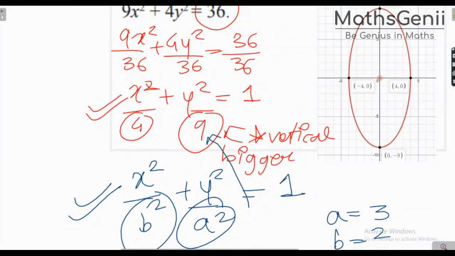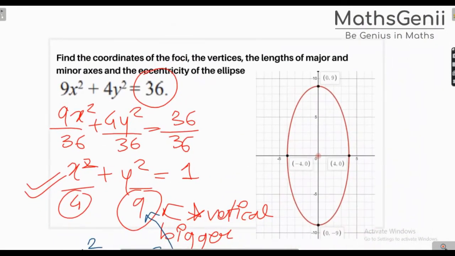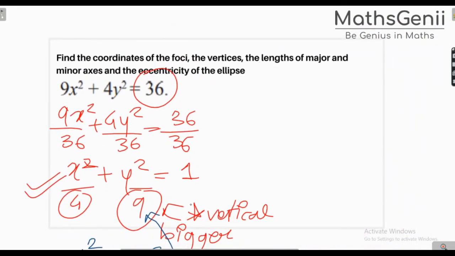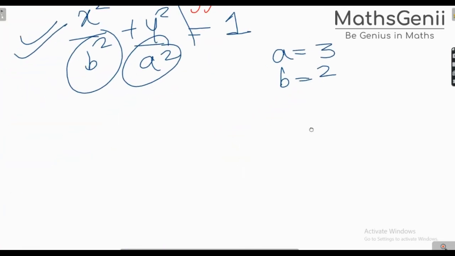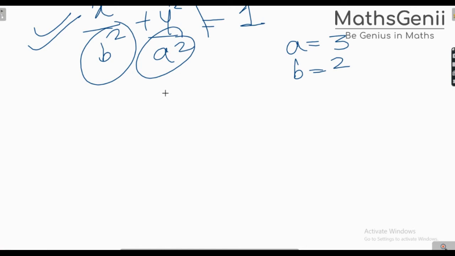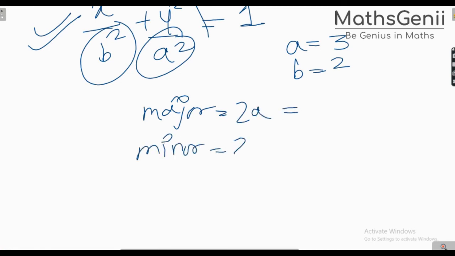But what is my aim? To find all the things that he has asked me to find: coordinates of foci, which is c, length of major axis 2a, length of minor axis 2b, eccentricity, and vertices. He has asked me to find everything, so let's find it. What did I tell you in the summary chart? The major axis formula is 2a, the minor axis formula is 2b. So your major axis is 6, your minor axis is 4.